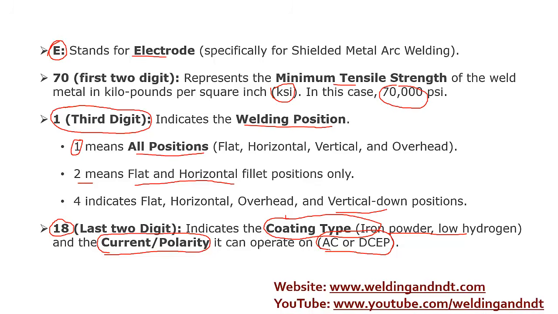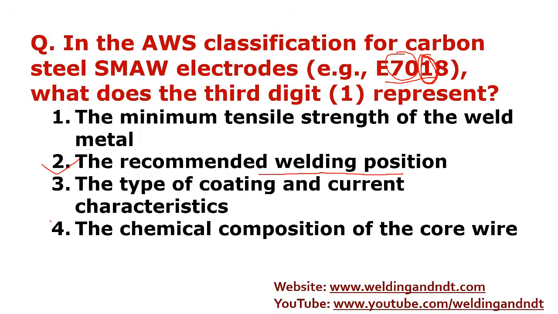So friends, in some books you will find that they write the last digit indicates the coating type, but that is not correct. If you go by the AWS code or the ASME code, they have mentioned that the last two digits combined indicate the coating type and the current or polarity in which that electrode can be used. So hopefully you have understood.